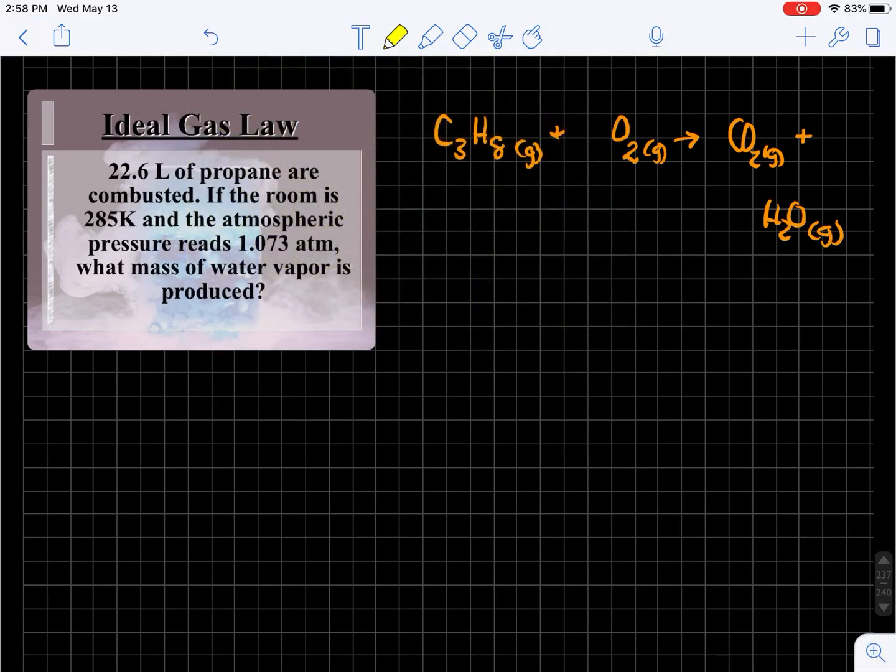We go and we balance this equation. We get 3 moles of carbon and we get 8 moles of hydrogen. So that gives us a total of 10 moles of oxygen. So there's our balanced equation.